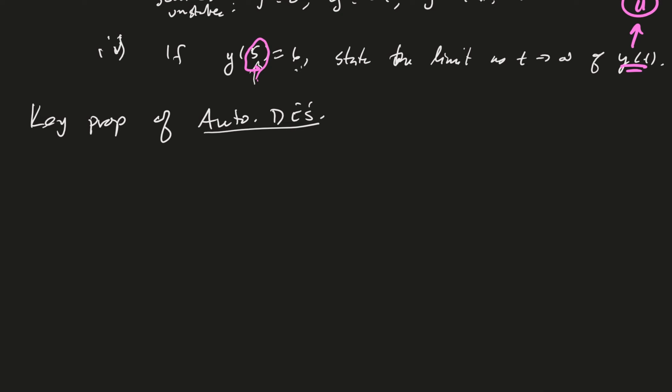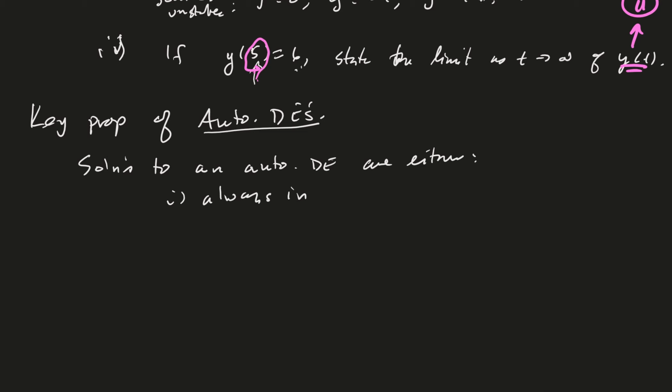So functions or solutions to an autonomous DE are either: one, always increasing, two, always decreasing, or three, constant. That's it. Why is that true?